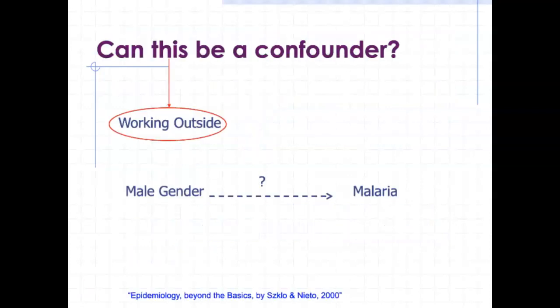So let's say that I'm looking at this relationship between gender and the development of malaria. I am going to consider working outside as a potential confounder.